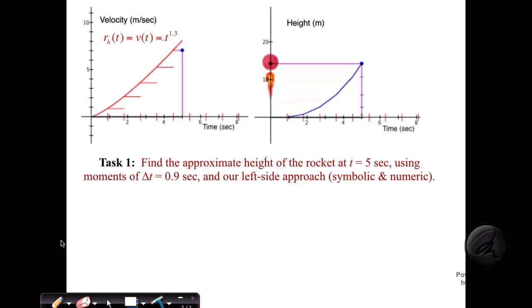So here's what you have on your paper. It says task 1, find the approximate height of the rocket by t equals 5 seconds by using moments of delta t equals 0.9.